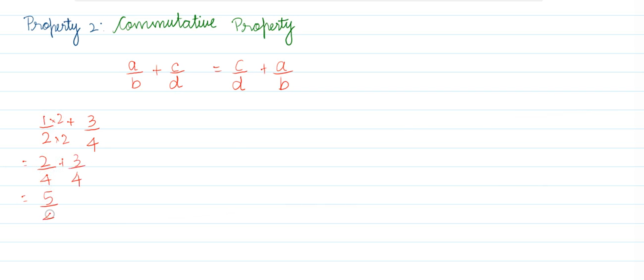So now we'll check the other way round. 3 by 4 plus 1 by 2. So again the LCM is 4. So you have 3 by 4 plus 2 by 4. So 3 plus 2 is 5 by 4. So here it is very clear that a by b plus c by d is equal to c by d plus a by b, which means commutative property holds good for addition of rational numbers.